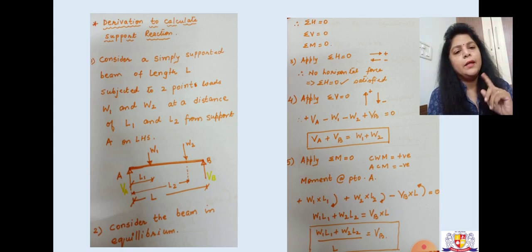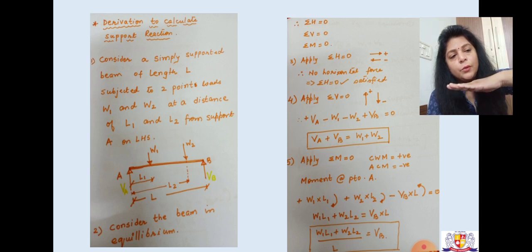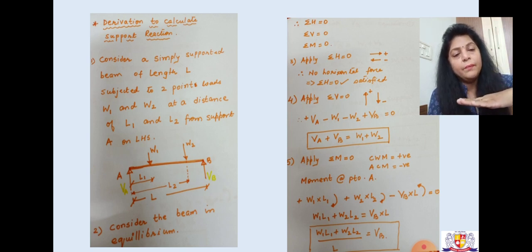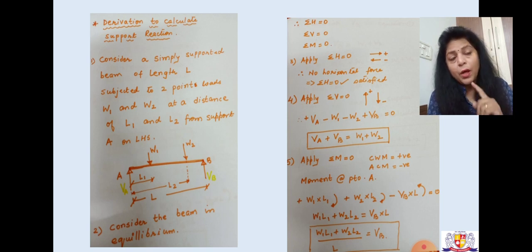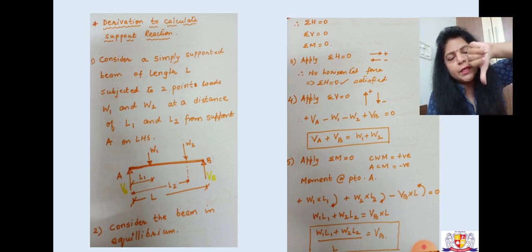Okay, then W2. What is the distance of W2 with respect to point A? L2. As W2 is also vertical, the distance is considered to be horizontal. So W2 into what is the distance? L2. How will it rotate? Again, the right hand thumb rule shows that the force is in the downward direction, so the fingers are in the clockwise direction. So you can see what I have written, W2 into L2.